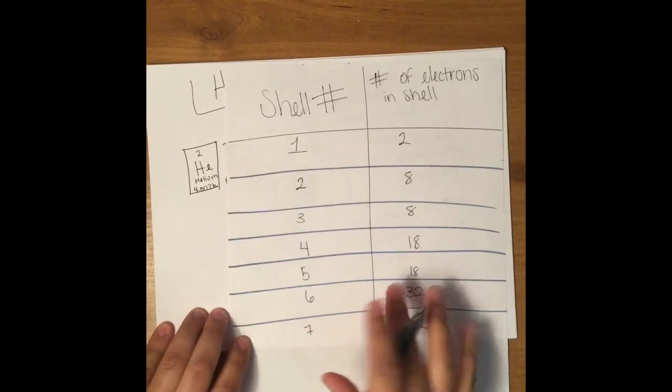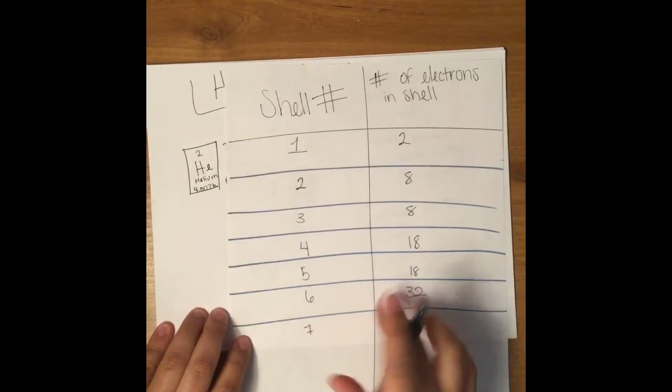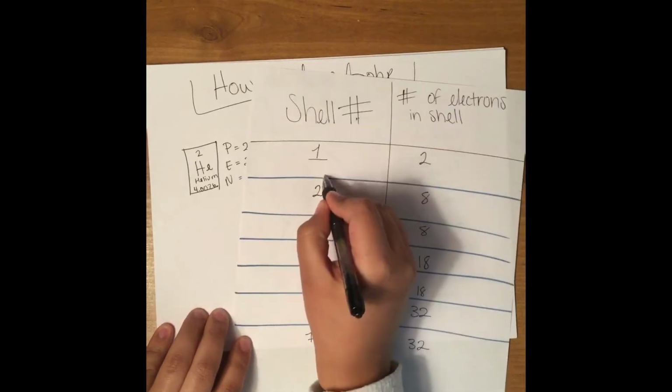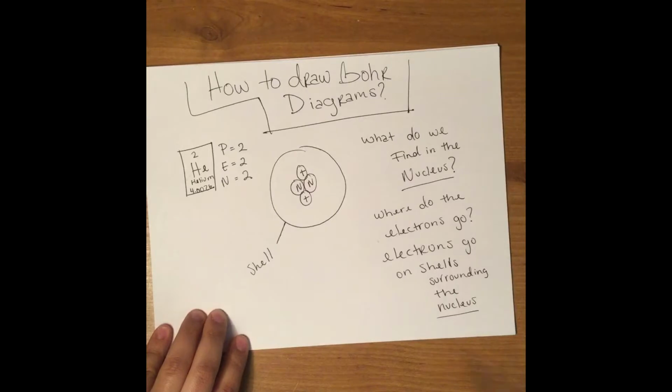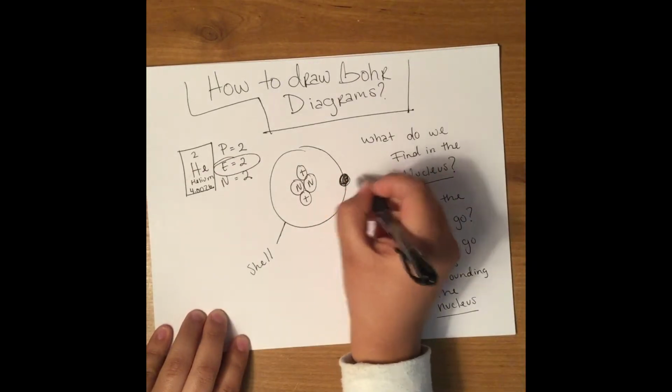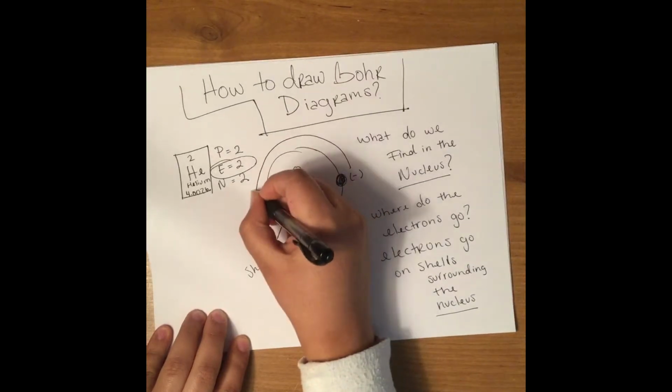Now this table shows you the amount of electrons that can go on each shell. For example, on shell 1, the most electrons you can have is 2. On the second and third, 8. On the fourth and fifth, 18, and 6th, 7th, 32. Now going back to our diagram, since helium only has 2 electrons, we would only need the first shell. So on shell 1, we would draw our 2 electrons, and now we are done with our helium example.